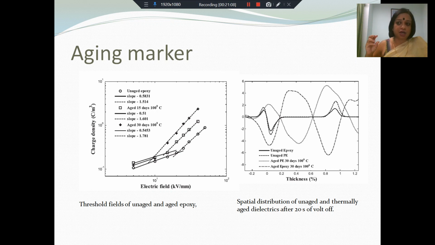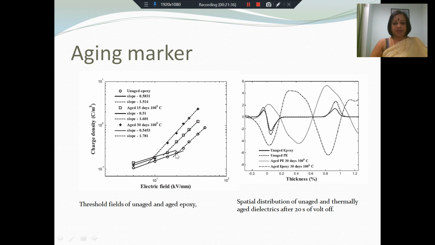So you can use the quantity of space charge trapped to figure out which material is more aged. Let us see what is the basis of this conclusion. So for example, here we have an unaged epoxy, which is what we had been working with so long. So this is the unaged epoxy. As we can see, it has a very high threshold field.